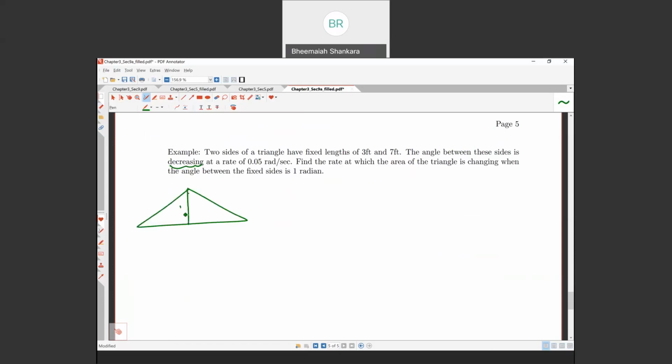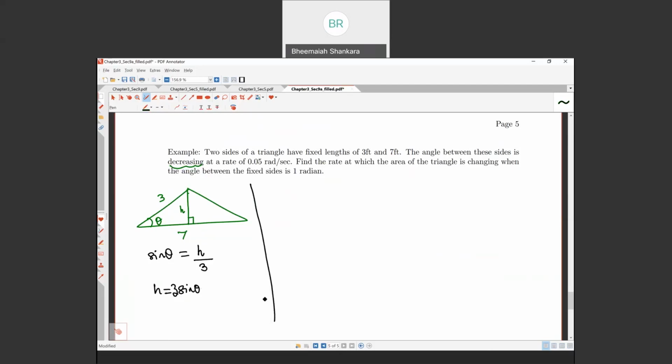This is the height, the perpendicular height, and say this side is 3 and then theta. And say this is length 7. So using this right triangle, you can write sine theta is opposite, the height, divided by the hypotenuse 3. So you can write an expression for the height h: 3 sine theta.